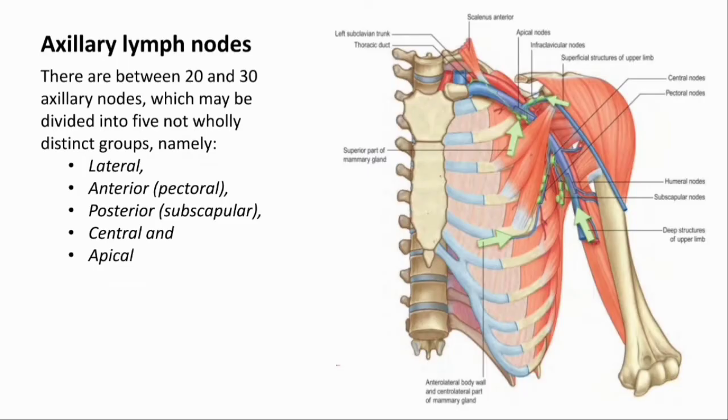Coming to axillary lymph nodes, there are around 20 to 30 nodes located in the axillary region. These are divided into 5 groups based upon their location. First, the lateral group, also called the humeral group, located in the upper part of humerus. The anterior group or pectoral group, located in the pectoral region lateral to the lower border of pectoralis minor. The posterior group or subscapular group, located anterior to the subscapularis muscle. The central group, located deep in the axilla. And the apical group, located below the clavicle deep to the clavipectoral fascia.